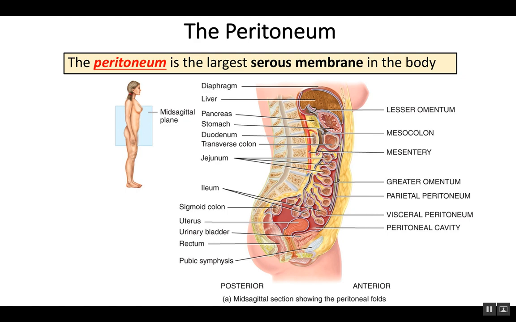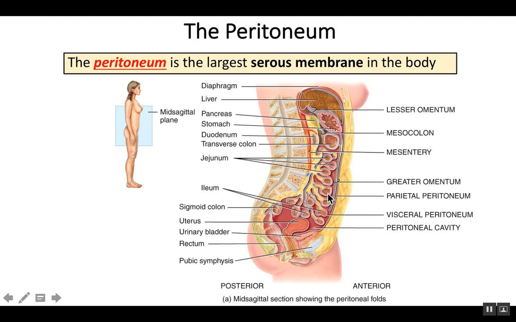And like the other serous membranes, there's a parietal layer that lines the inner wall. So on this drawing, parietal peritoneum, they're pointing here, but this would all be the parietal layer on the inner surface of the wall of the abdominal cavity. Then there's a visceral peritoneum, which is attached to most of the organs. Not all the organs in your abdomen are in the peritoneum, but most of them.